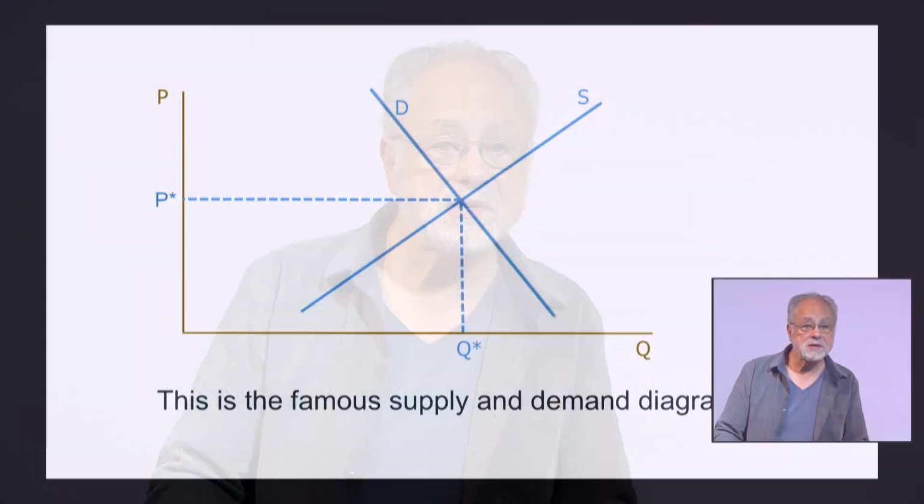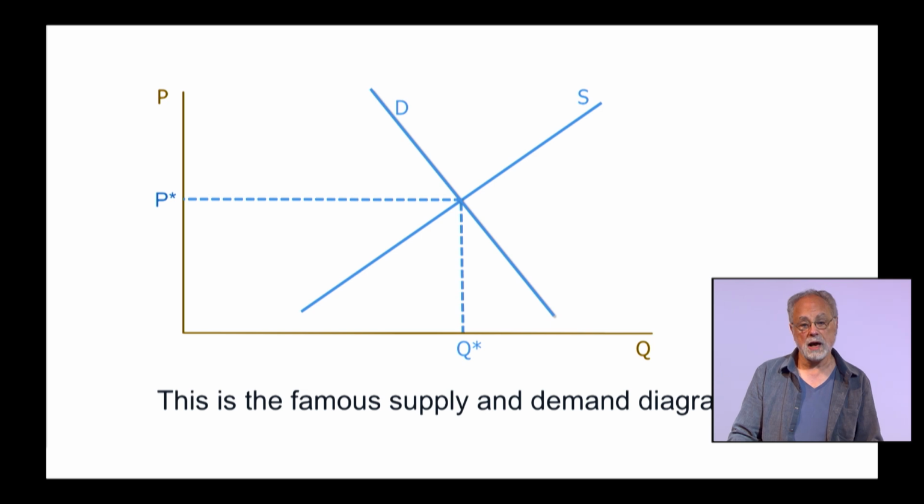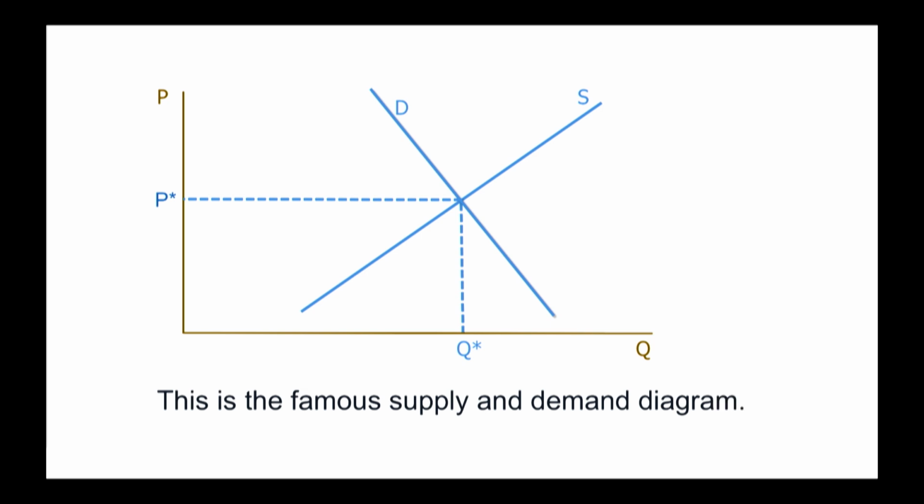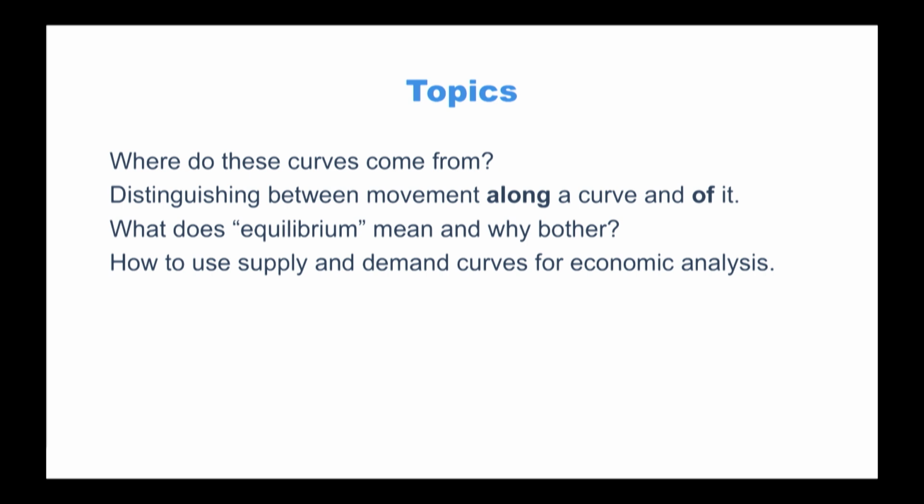So this is the famous supply and demand diagram that you see in economics textbooks and elsewhere online, in the media and so on. What are we going to talk about today? Well, first of all, where do the curves come from? There are these curves sitting in a diagram, but why do people draw them the way they do?